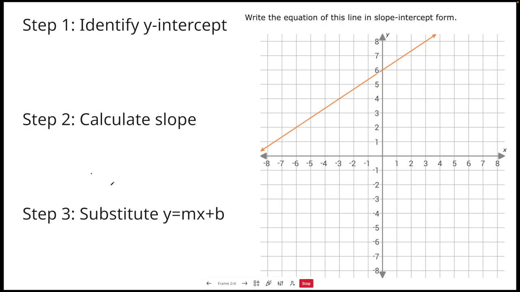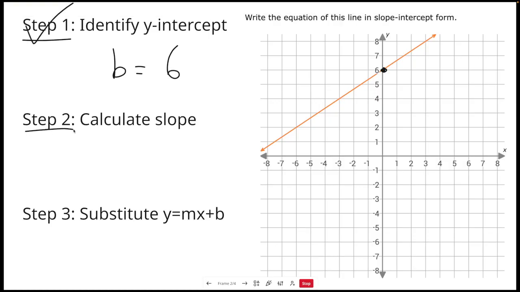So here's our problem. And we have 3 steps. Step 1 is to identify the y-intercept. Hopefully you remember that's where the line hits the y-axis. So that's right at 6. So remember b is the letter we use. b equals 6. All right, step 1 is done.